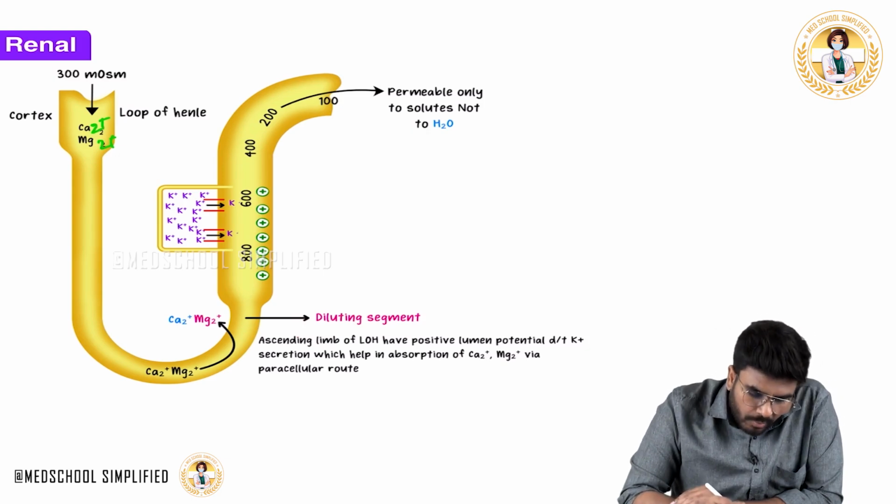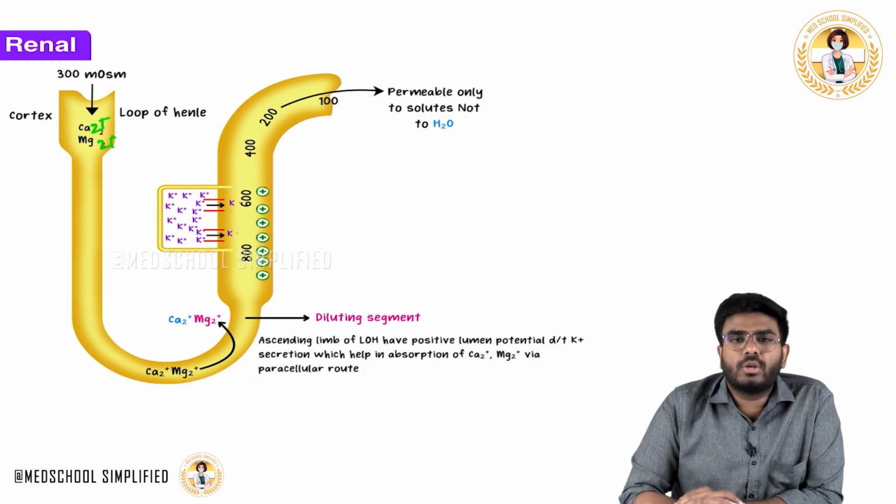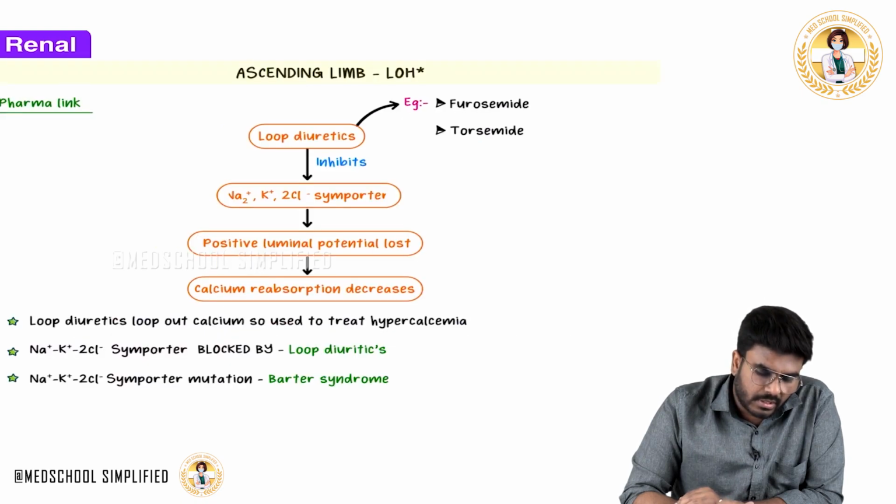Now let's see this important point. The ascending limb of loop of Henle has positive luminal potential. Why the positive luminal potential? It is due to potassium ion secretion, which is helping in the absorption of calcium and magnesium via the paracellular route.